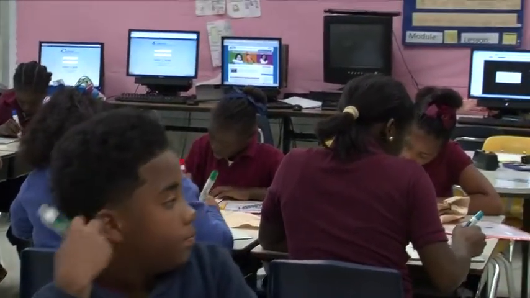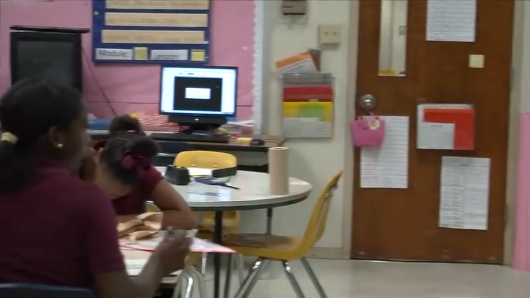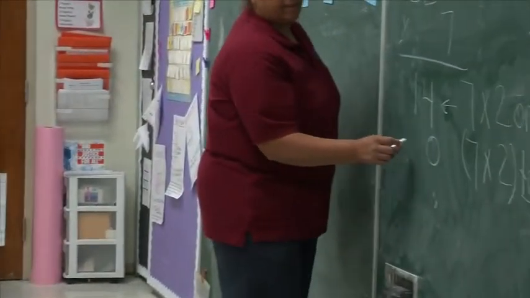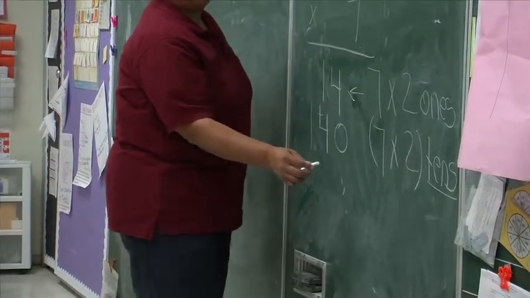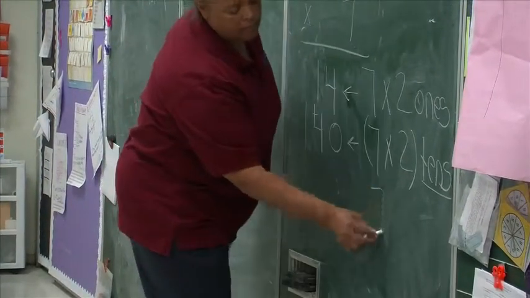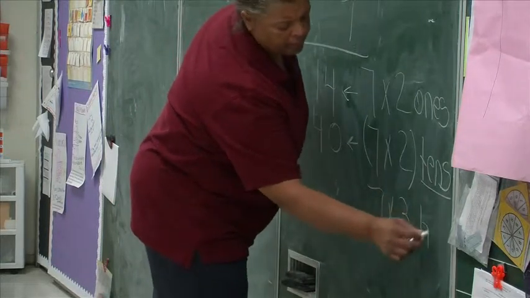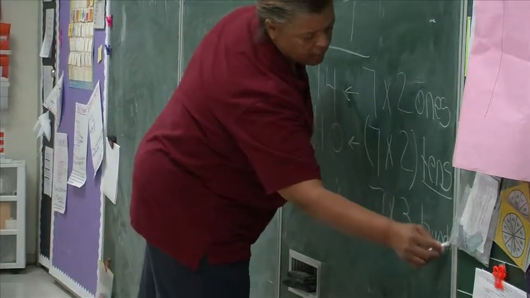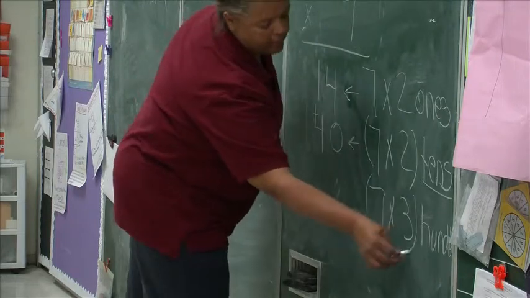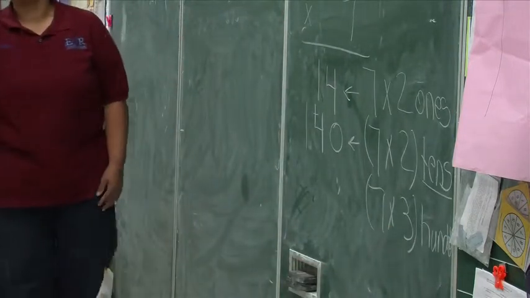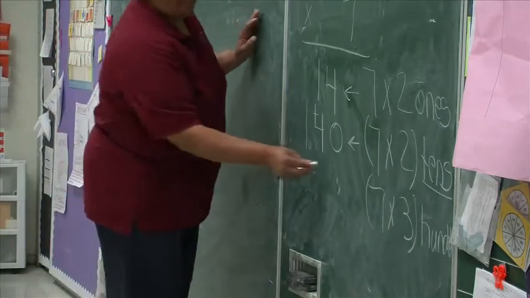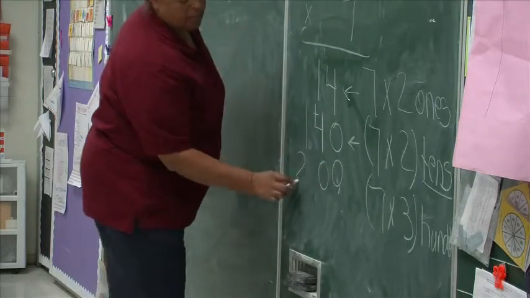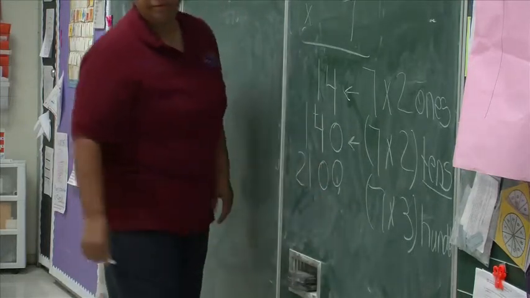Put it in parentheses. We know tens have how many zeros? One. And 7 times 2 is 14. Last one? 7 times 300. You said let's put it in parentheses. How many zeros? 2. How do we know? Because 100 has 2 zeros. And 7 times 3? 21, so 2,100.